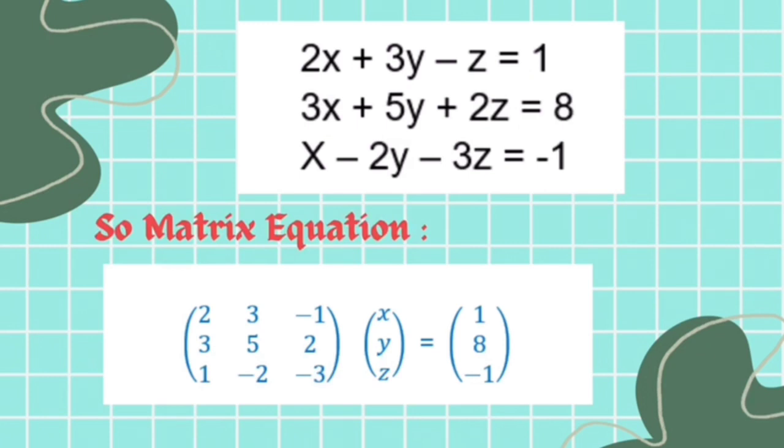This question is a 3 by 3 system of equations using Cramer's rule. First, step 1, we write this system in matrix form as AX equals B. 2, 3, negative 1 is A, X, Y, Z is X, and 1, 8, negative 1 is B.